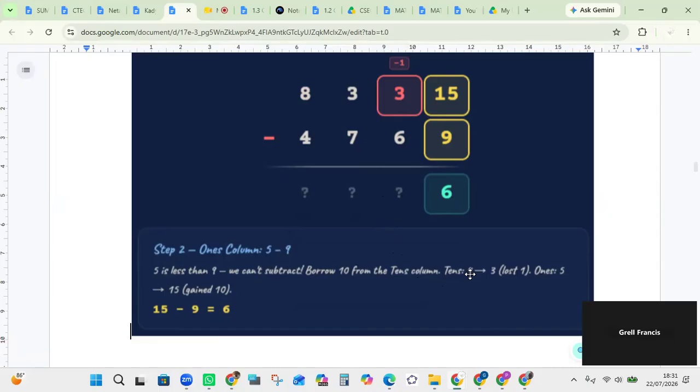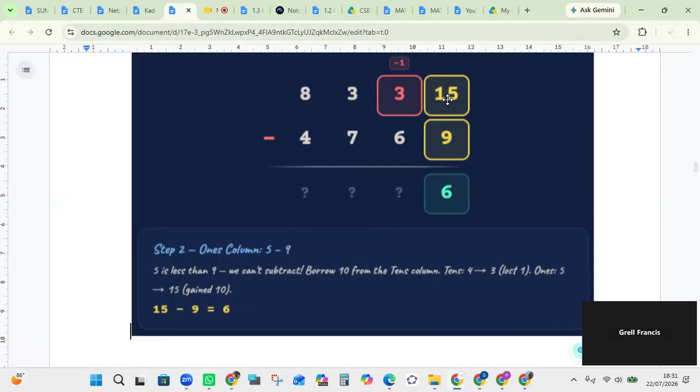So 4 went down to 3, lost 1. The 5 to 15, gain 10. Right, so that 10 you took out from 40 was added to 5 to make it 15 now. That's what happened there.